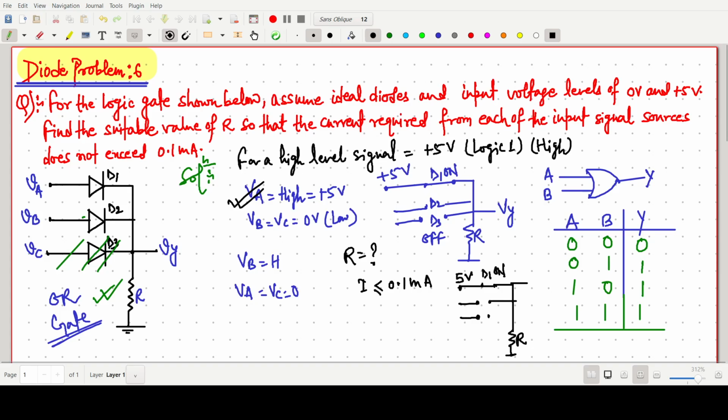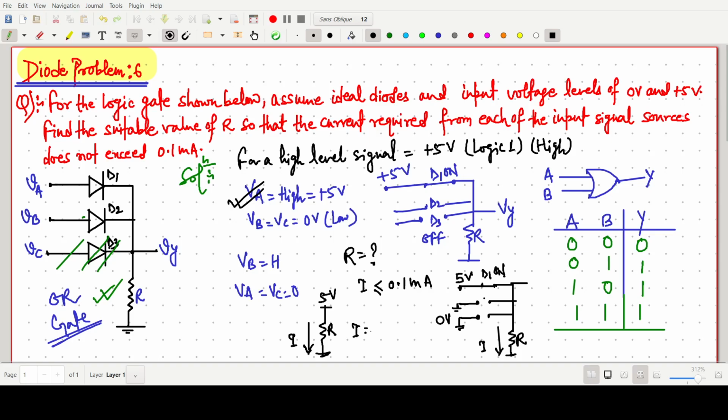So no need to mention D2. When the other input is 0 volt, D2 is off. So 5 volt will be there, R is there, and we have to find this current, say I. In general, we can make this circuit very simple like this: this one is 5 volt and this one is R, and some current is flowing, say I.